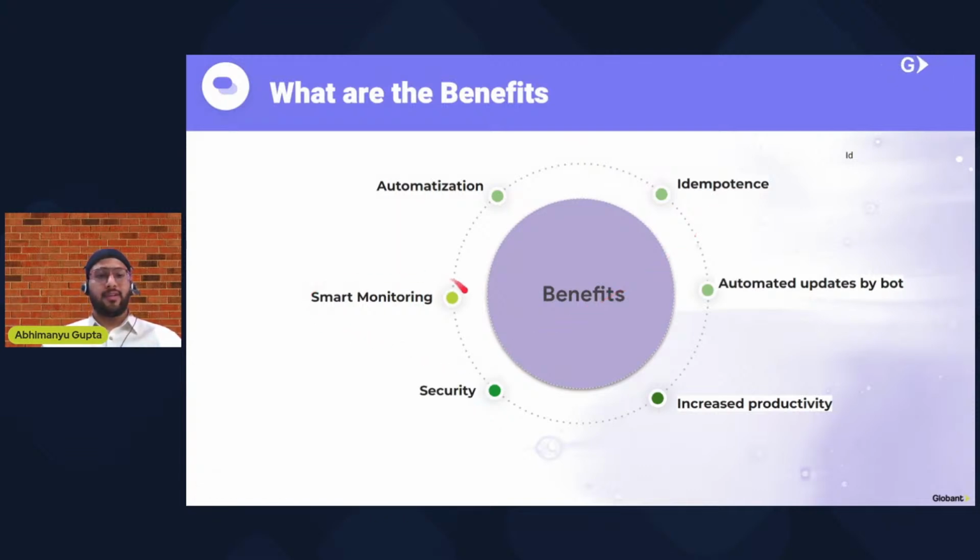Smart monitoring, of course, as we discussed previously, you can have very targeted monitoring and automated updates by the bot. As we see, your bot is automatically merging the PR, your bot is informing about the status of your pods, and the bot is informing the approvers to approve the PR. So all these automated updates actually make your pipeline more efficient.